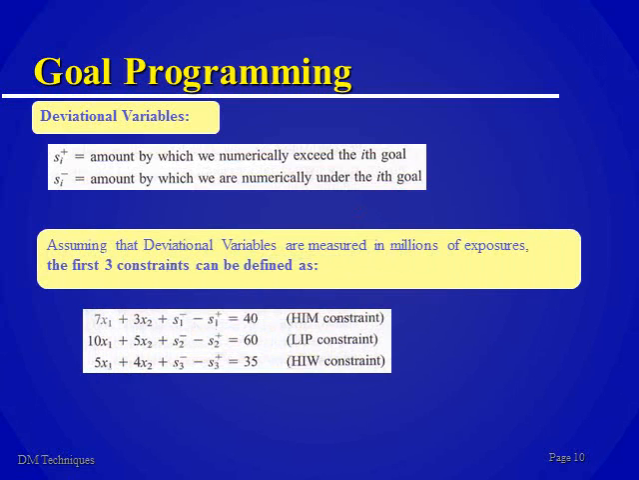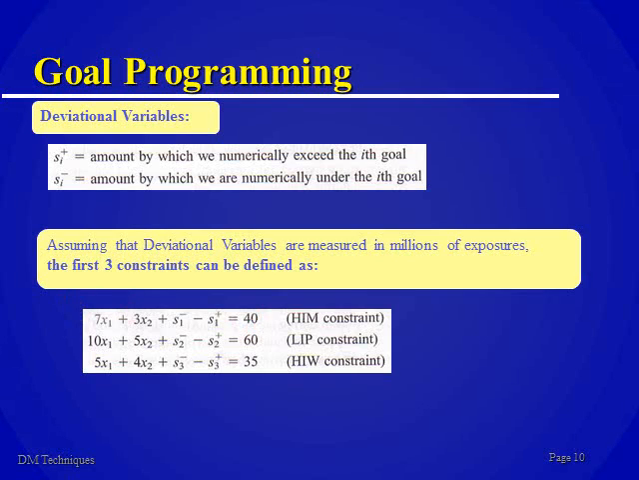Okay, so based on the definition of our decision variables, we can say that the deviational variables, which are assumed to be measuring millions of exposures for the first 3 constraints, can be defined as follows. Remember, constraint number 1 was 7x1 plus 3x2 greater than or equal to 40 million. For each constraint we develop deviational variables, so that's how we're able to remove the inequality and turn it into an equality. So our new constraint is going to be 7x1 plus 3x2 plus s1 minus minus s1 plus equals 40.